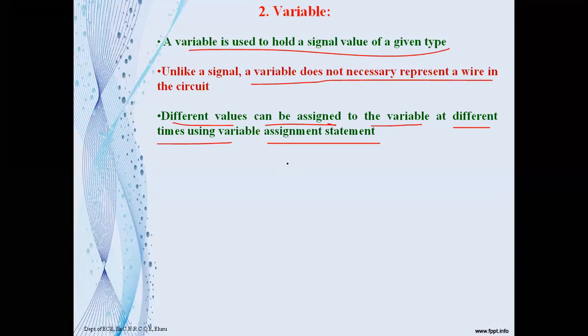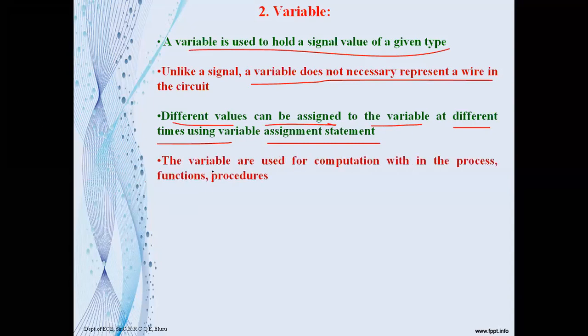So the signals are a function of time. Variables are not a function of time. At any time you can change the value of the variable. For a signal you cannot change the value; according to the time it will change or be updated. So here the variables are used in the processes, functions and procedures.